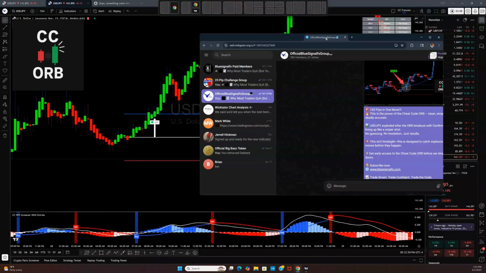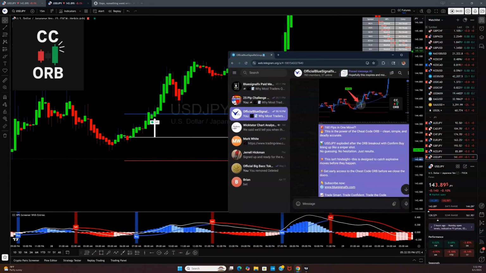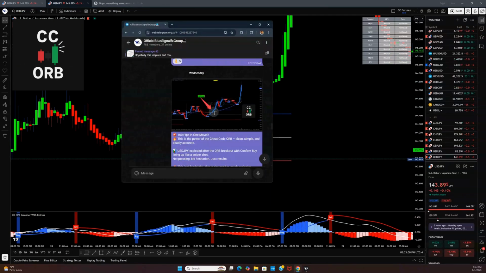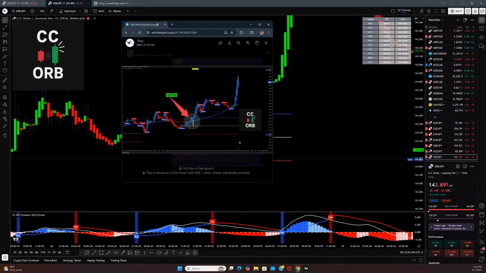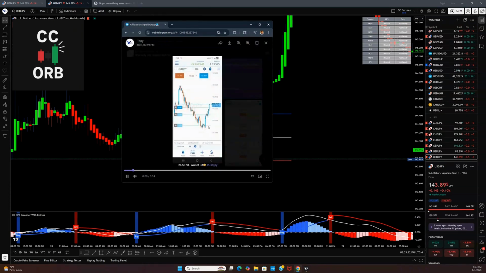So here in this Telegram, I caught a 160 pip move on USD JPY. Okay, there's the same signal that I took, and here is the actual trade that we took on the account. I was already holding USD JPY for a swing trade, but I decided to scalp the market using the new ORB indicator.